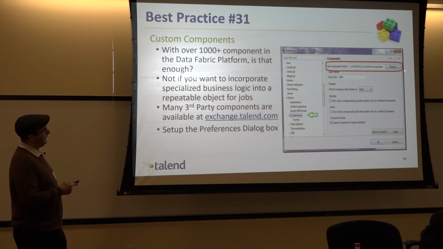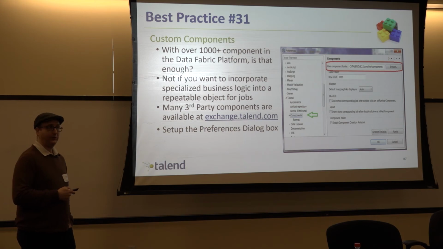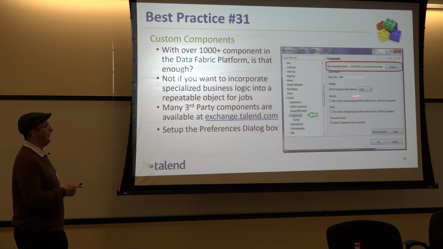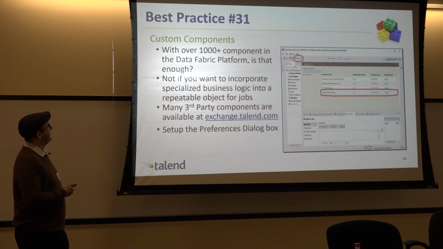What you do is go into your preferences under Talend. That's under Window, Preferences, Talend, and then Components. You can set where you want these components to be installed. So that's one thing that you have to do before you can use these.